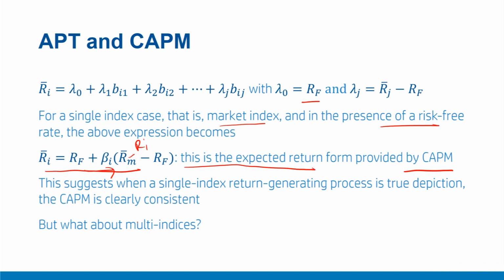But what about multi-index forms? In the next video, we'll talk about the multi-index case, whether APT is consistent with CAPM or not. To summarize, in this video, we discussed that if the single index model, which is the market model, is there, CAPM and APT are not necessarily inconsistent.